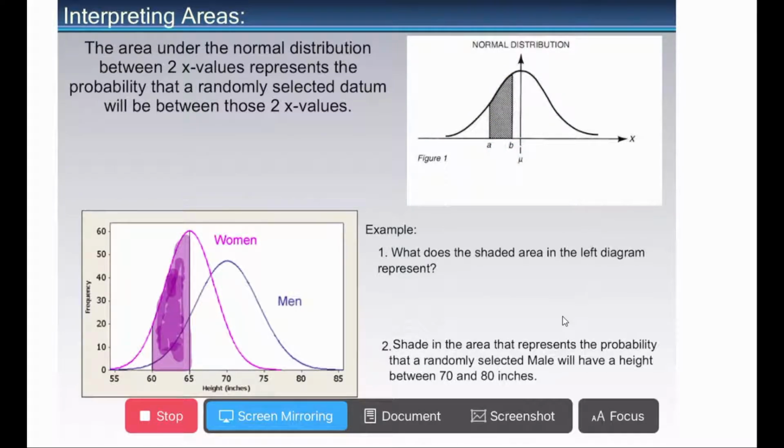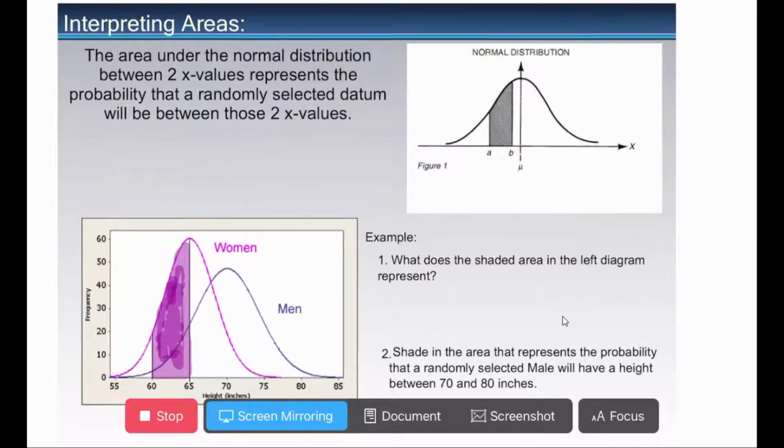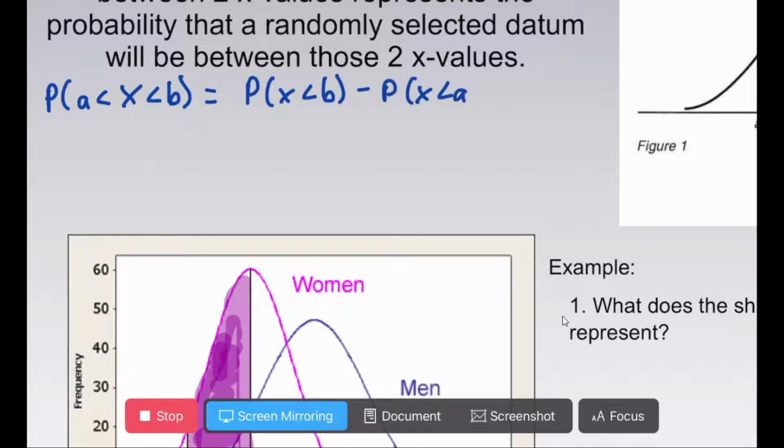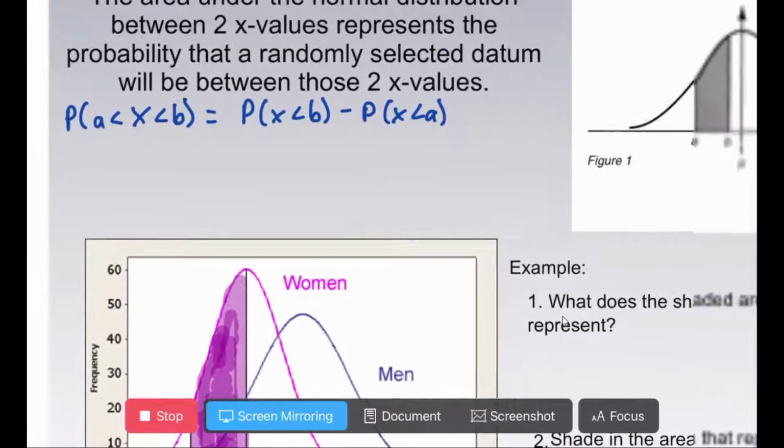Let's summarize that by saying that the probability that our x value is between A and B is equal to the probability that x is less than B minus the probability that x is less than A, and I believe we'll try working through that with an example problem in a moment.